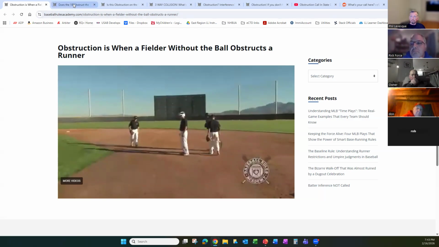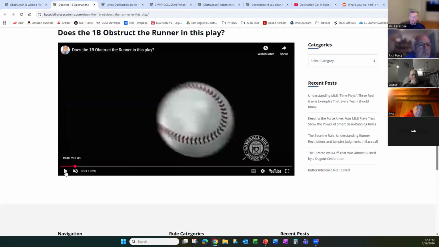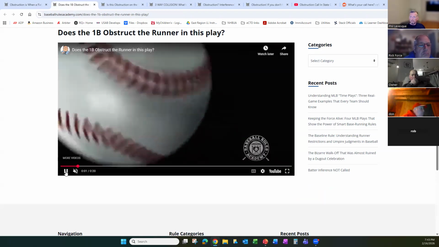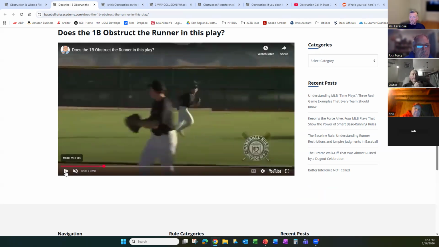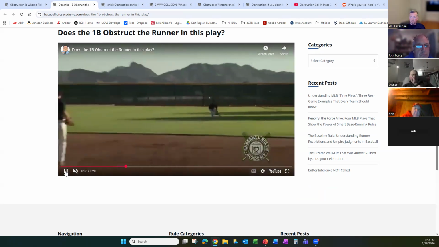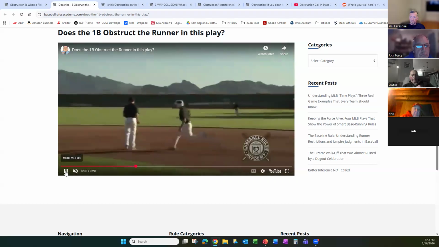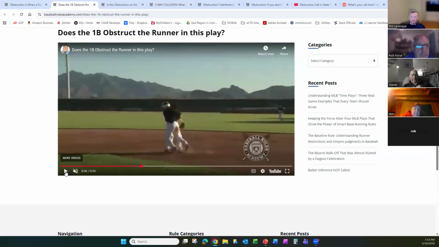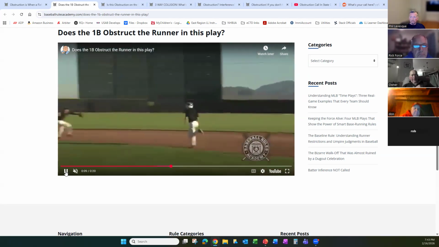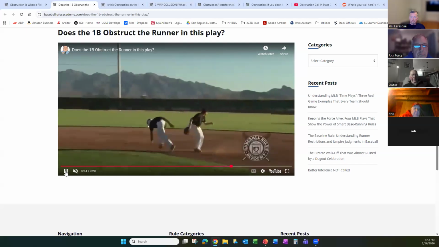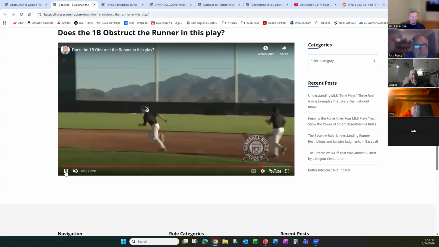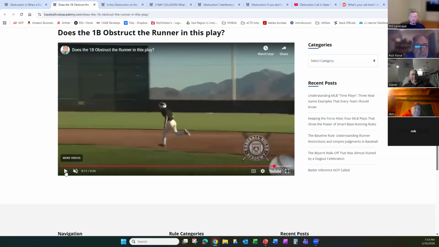Thank you. Okay. On this play, the question is, does the first baseman obstruct the runner? So we have a ball that's hit to the outfield. First baseman's coming in, taking up space. And as the batter runner rounds first, we have obstruction there? I would say so. Yes. Looks a lot like obstruction to me. Yep. No play being made on the obstructed runner.